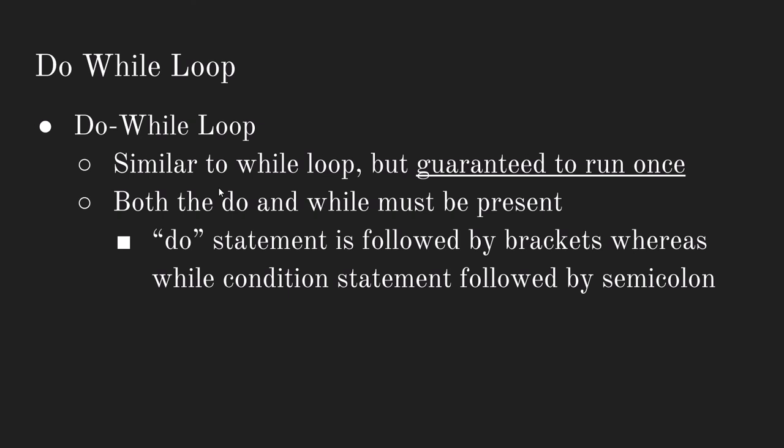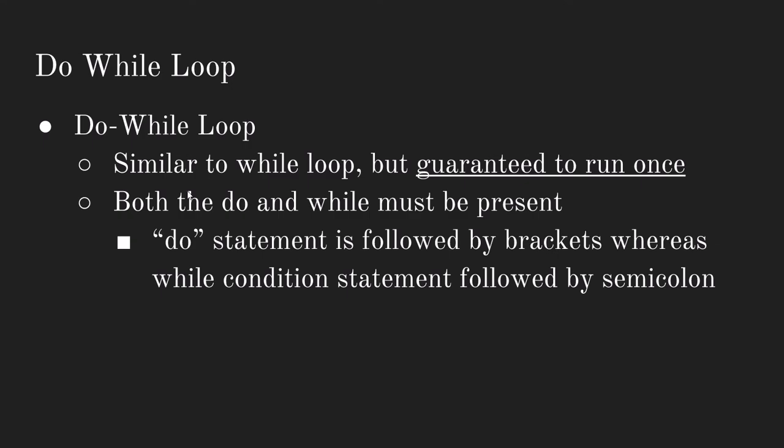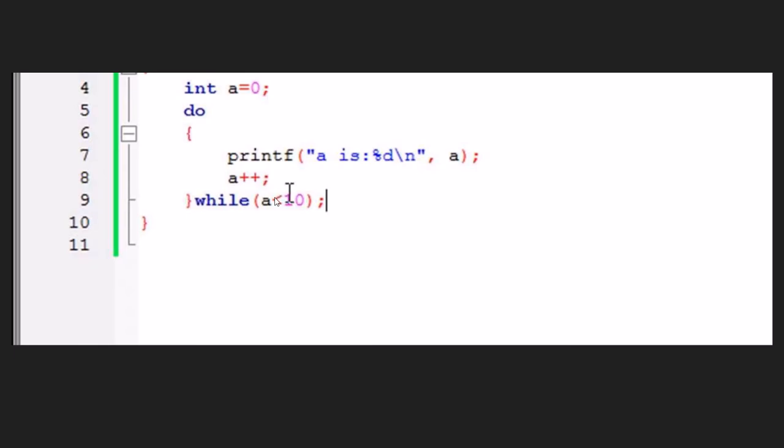So for the do statement, it's going to be followed by brackets, whereas the while condition statement is going to be followed by a semicolon right here. And the compiler is going to go in here, execute this statement once, and it's going to go down to this while loop and check is a less than 10. In this case, it is less than 10, and it's going to execute.